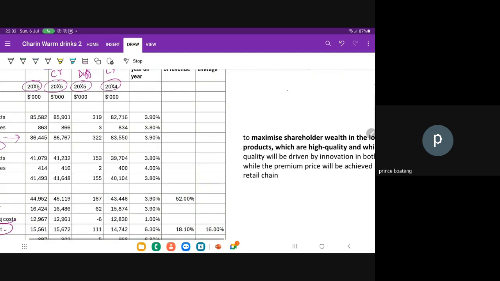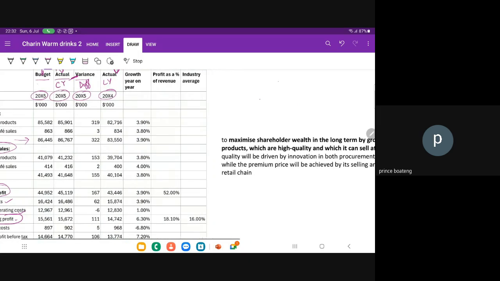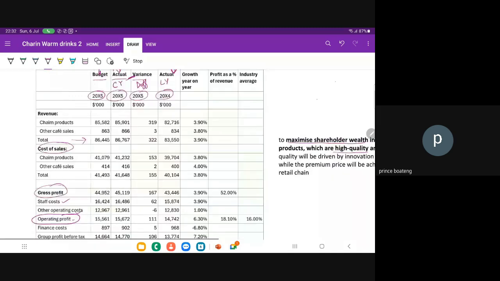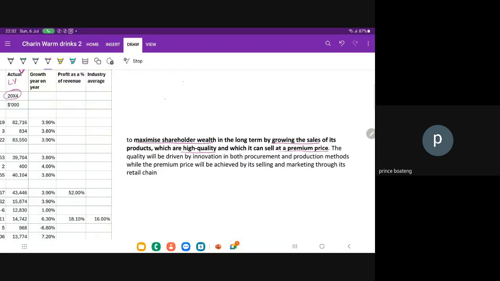Okay. So what is the objective? The objective is to maximize shareholder wealth in the long term by growing the sales of its product, which are high quality and which it sells at premium prices, right? So let's forget about this shareholder wealth. We will discuss it later. Sales growth.